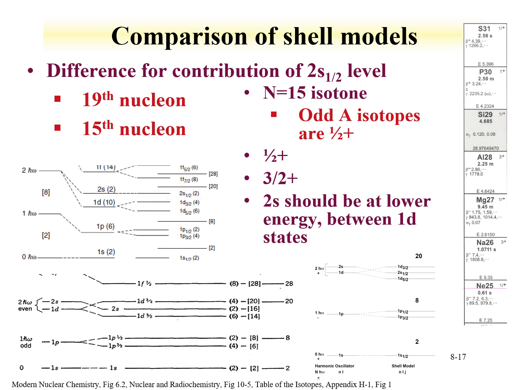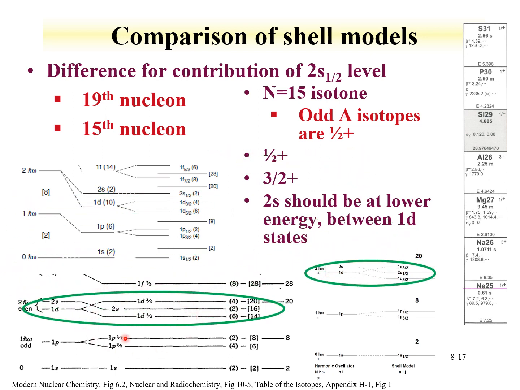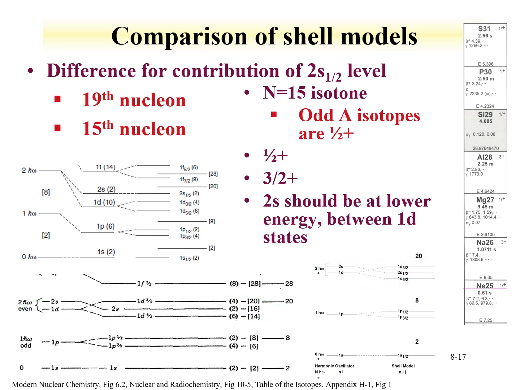While in this model shown below here, which is from nuclear and radiochemistry, and this one shown here, which is from the table of the isotopes, that 2s 1/2 state becomes lower in energy and lies between the 1d 5/2 and 1d 3/2. This means the state that completes the magic number of 20 is d 3/2. Now the difference between these two models would be demonstrated if you're filling for an isotope with an unpaired nucleon that is between the 15th and the 19th nucleon.